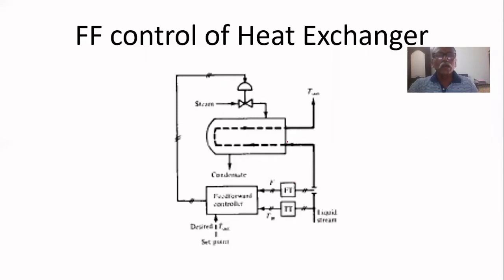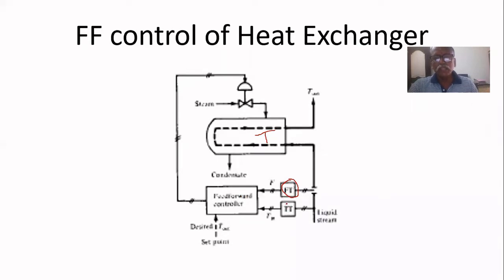Here, two feed-forward controllers are designed. One for the feed flow rate. If there is any change in feed flow rate, definitely it will affect the temperature inside the heat exchanger. That's why we have to monitor any disturbances entering through this flow rate. So a flow transmitter is there. Disturbance rejection is designed for flow rate.